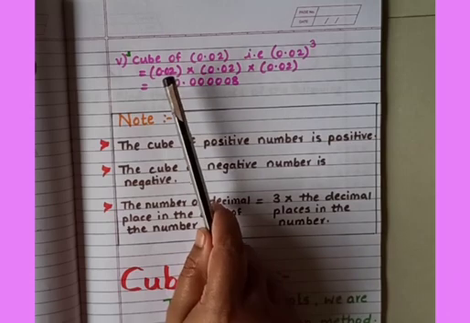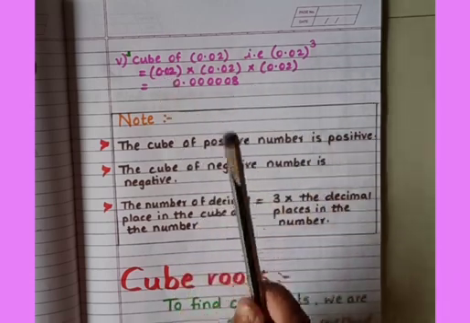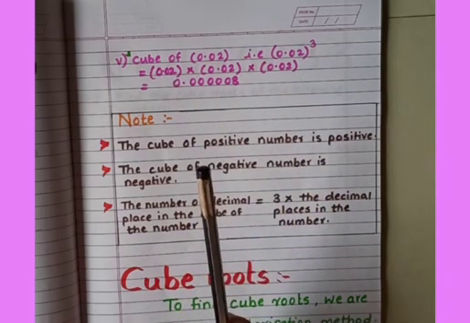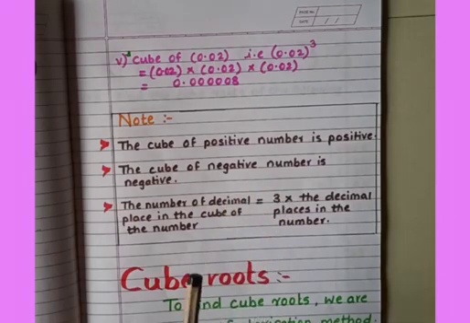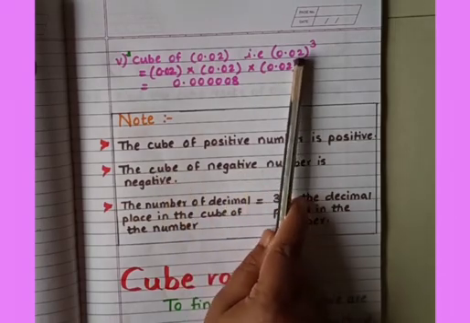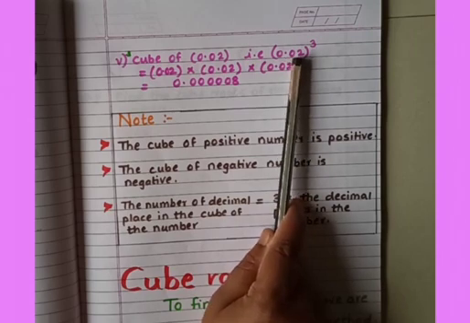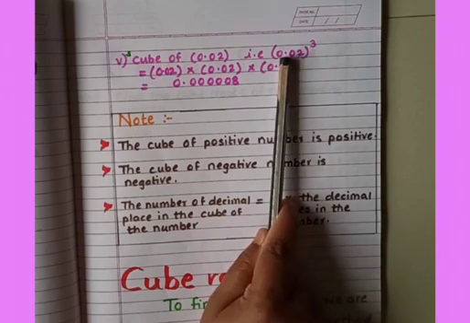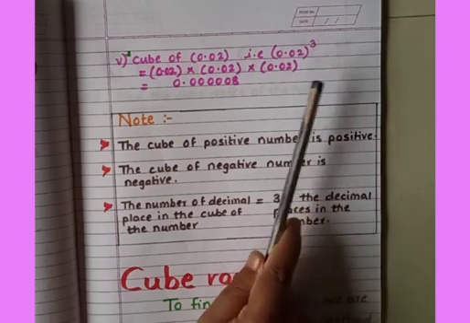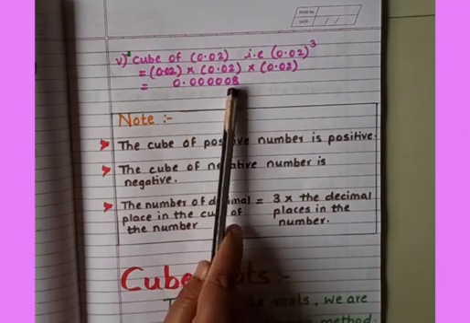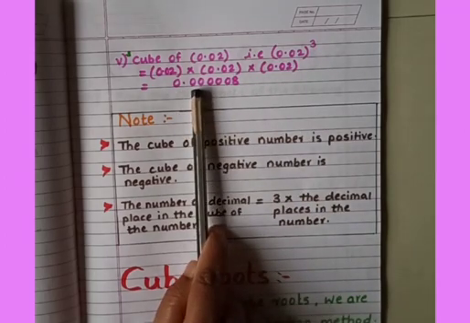Once again I am repeating. Whenever you have to put the decimal point when you are making the cube, see in the question after how many digits the decimal point is. Here it is after 2 digits. So 2 threes are 6. Hence in the answer, we put the decimal point after 6 digits. Okay.